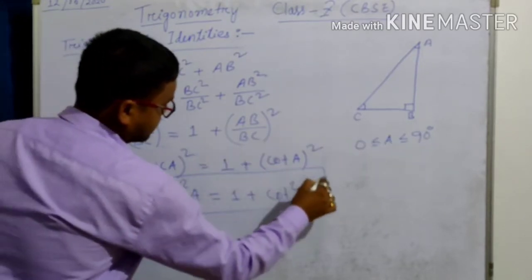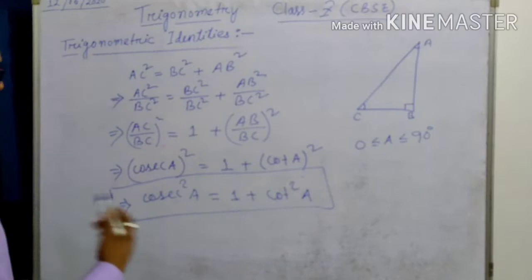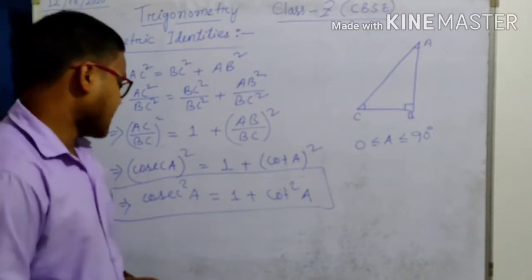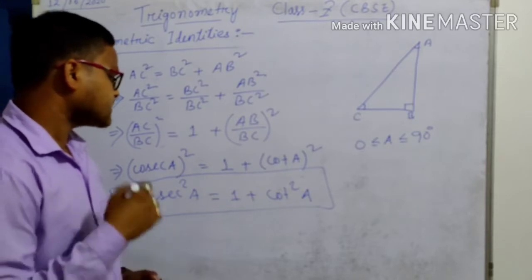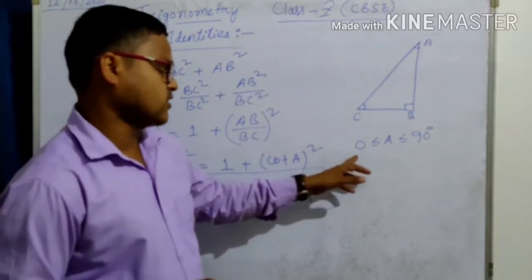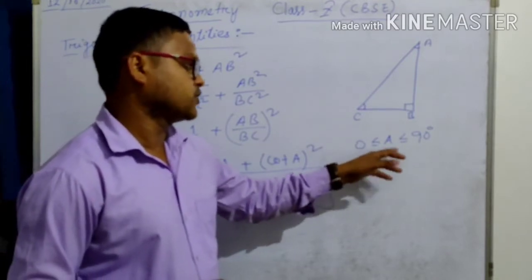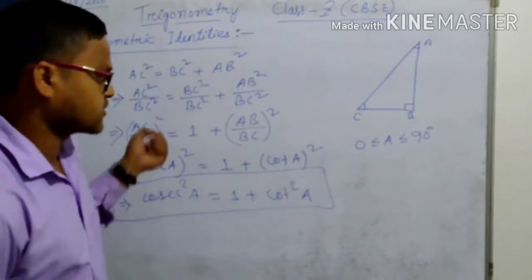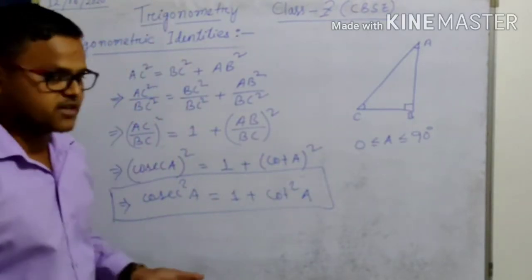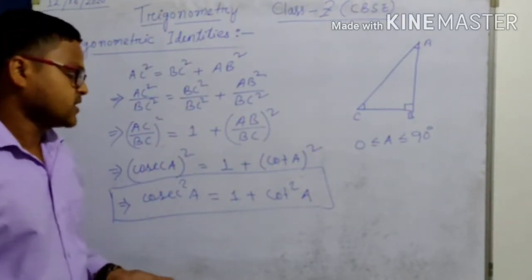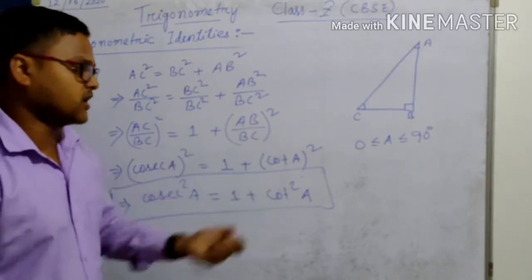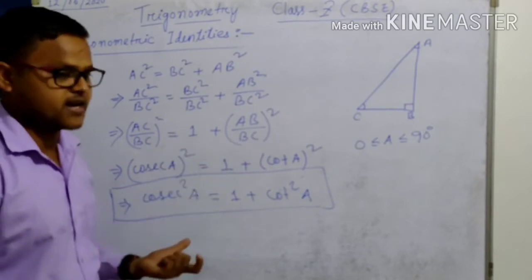From this identity we can make different identities. So finally we get three identities. All are true for this angle. If you put A equal to 0, then also it is correct. If you put A equal to 90, then also it is correct. So finally now I summarize all these identities together.